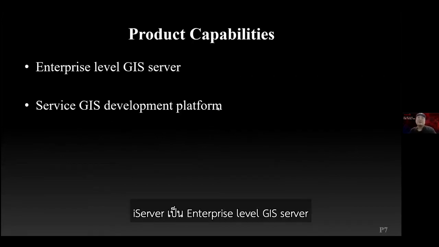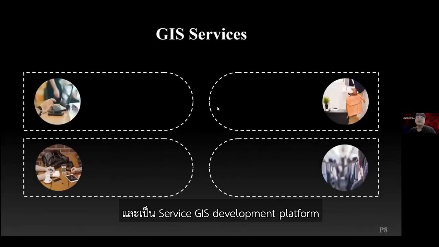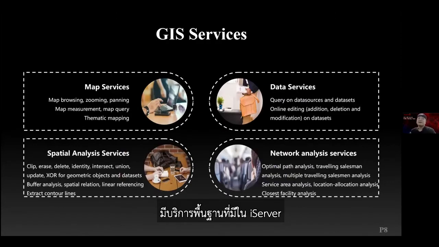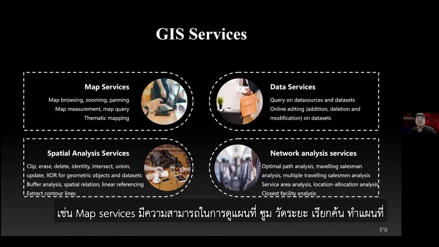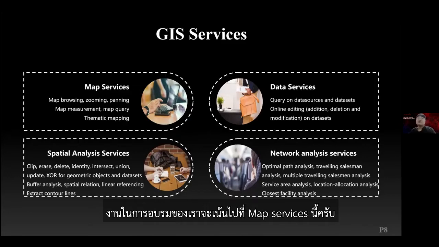Okay, the second is the product capability. It provides us the capability of an enterprise level GIS server and service GIS development platform. There are some basic services supported by SuperMap iServer, such as the map service. It provides us the capability of map browsing, zooming, panning, map measurement, map query, and schematic map. Most of our later development work will be based on the map service.